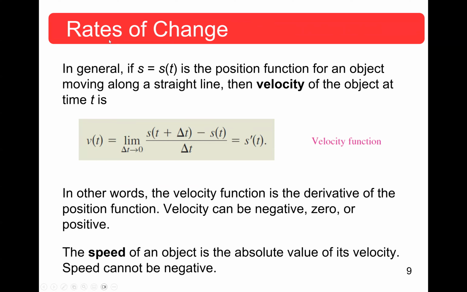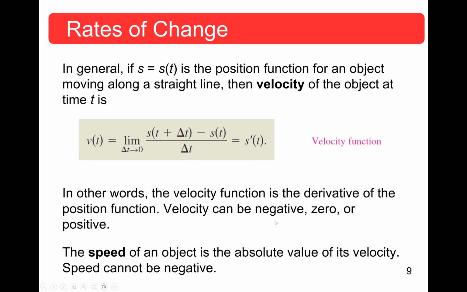Now, this will lead us to rate of change as a concept of finding the first derivative if we are looking for the first rate, which is velocity. So in general, we say if s equals s of t is the position function for an object moving along a straight line, then the velocity of the object at time t is the first derivative of the function. Later, we are going to do the acceleration, which will be the second derivative of the function. In other words, the velocity function is the derivative of the position function.